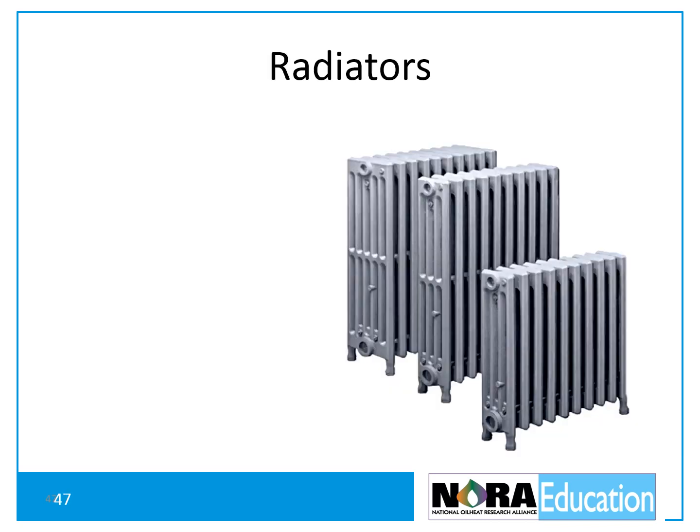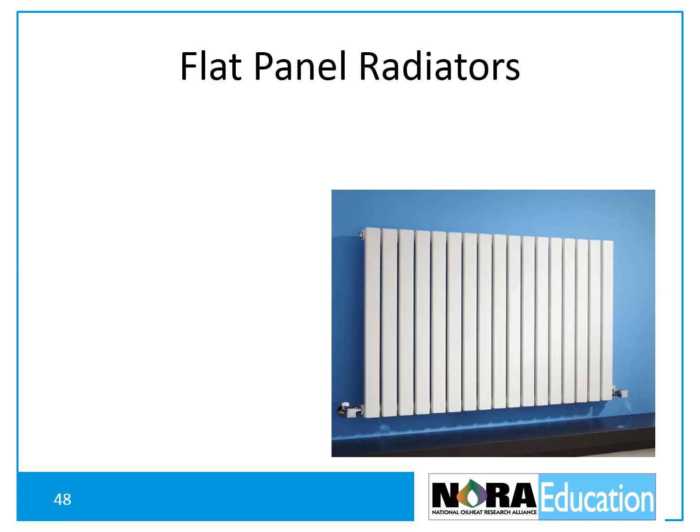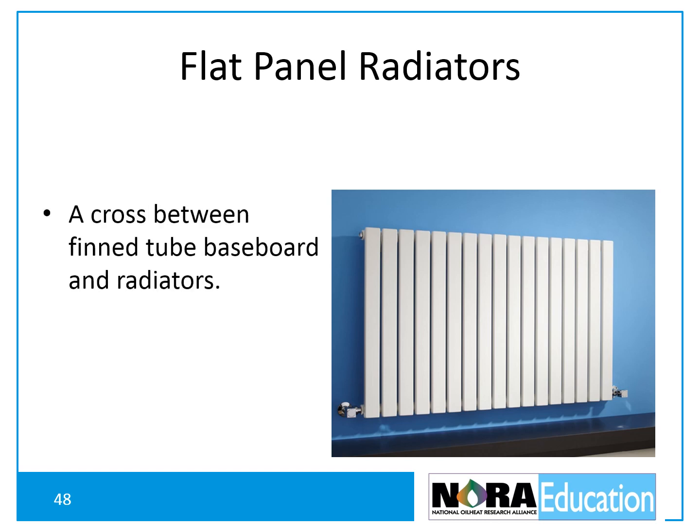Cast iron radiators deliver heat in a way that is similar to cast iron baseboard. They are relatively large and have a higher water content than baseboard. Flat panel radiators are a cross between fin tube baseboard and radiators. Their steel mass adds to the radiant energy in the room.